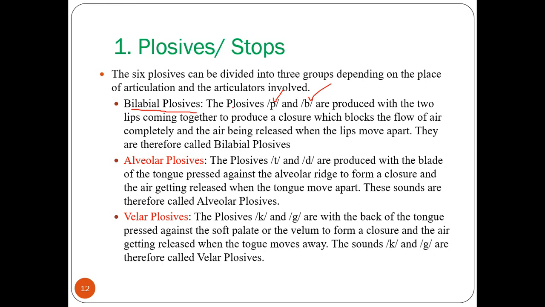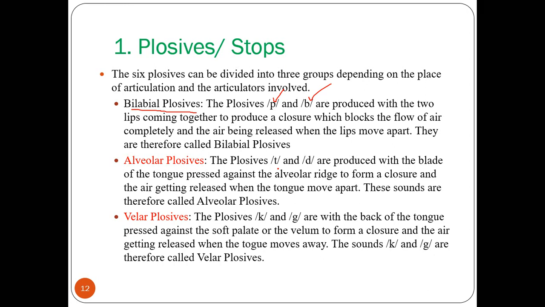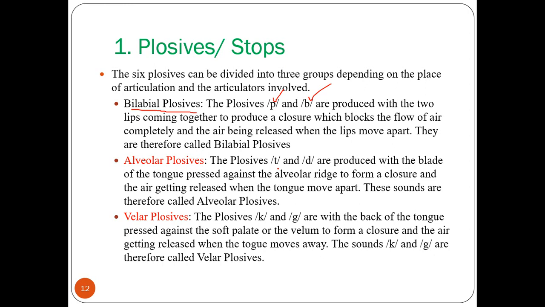Let's move on to the second pair. Both of these sounds, t and d, are plosives, but what kind of plosives? Alveolar plosives. They are produced with the blade of the tongue pressed against the alveolar ridge to form the stricture or the closure, and the air gets released when the tongue moves apart. This one is voiceless alveolar plosive, and that one is voiced alveolar plosive. I hope it's clear.